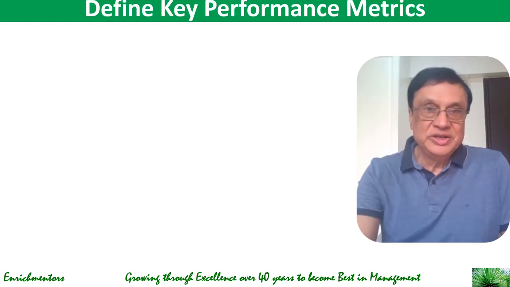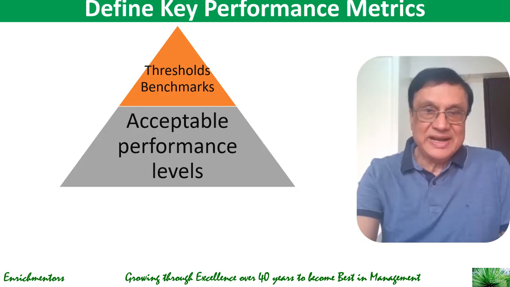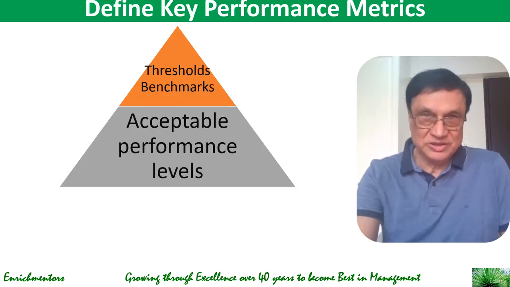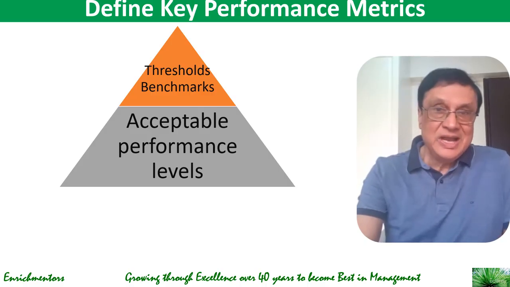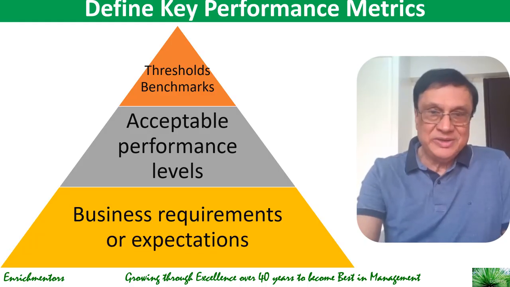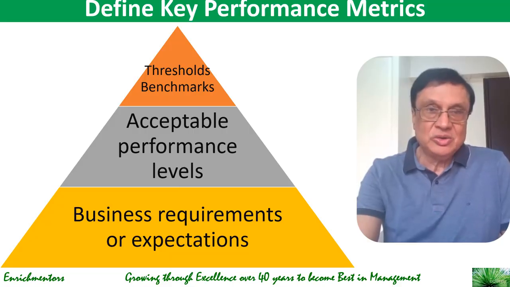Then you need to define thresholds or benchmarks for each of these performance indicators that will reflect acceptable performance levels. That's a kind of target that you must achieve. For accuracy, you might say, I want to achieve 99.5% accuracy, or I want to achieve 99.9% accuracy. That will be based on your business requirements and expectations, so you would work with your business partners to figure out what those expectations are.